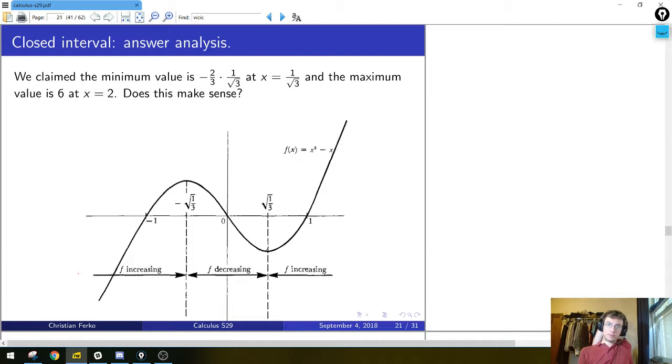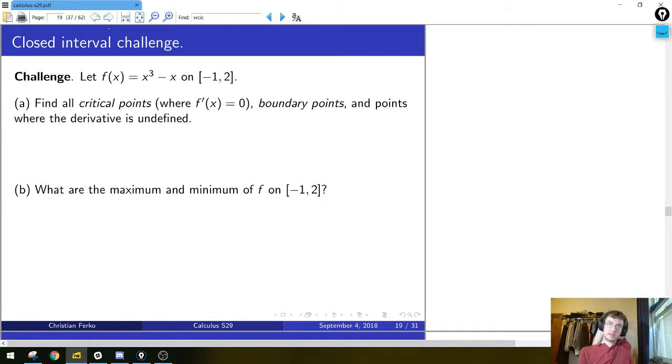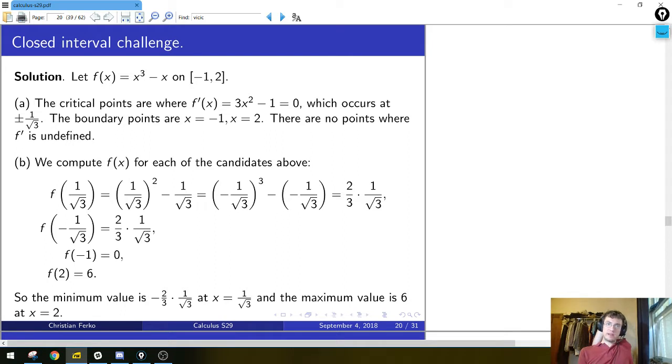at 1 over root 3 we're at the bottom of this valley, so indeed that's the minimum value on this interval. And now we see why the endpoint was the correct maximum value, which was at x equals 2, because far to the right this function is strictly increasing everywhere. So it gets bigger and bigger. So the max value just pushes you to the right endpoint. Good, so the answer makes sense, and then this is just rewriting the algebra.